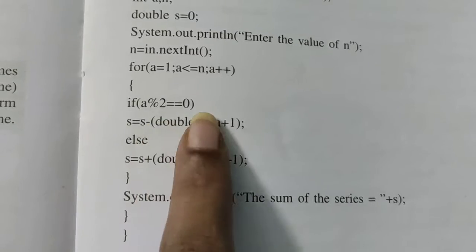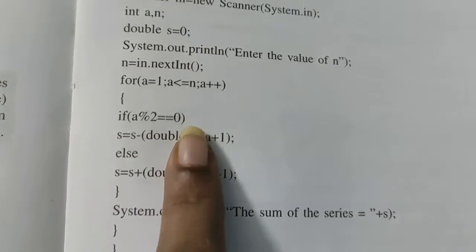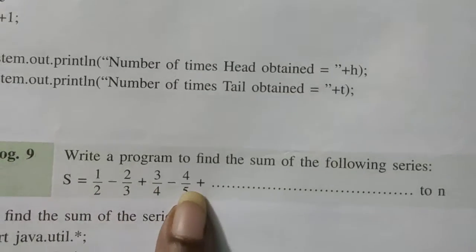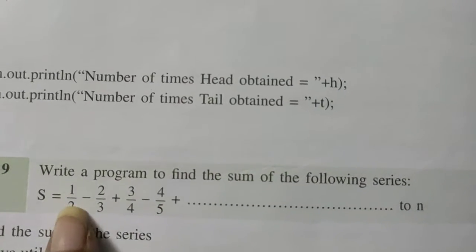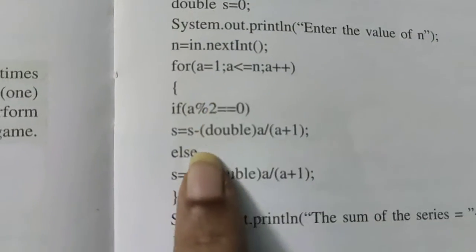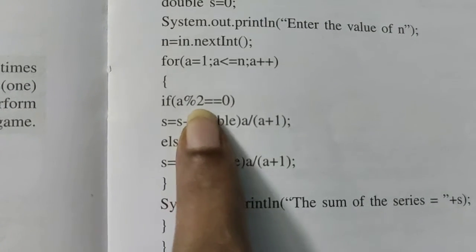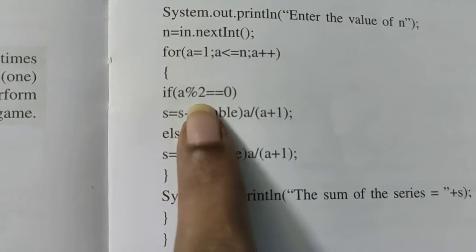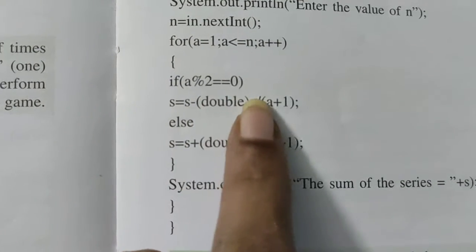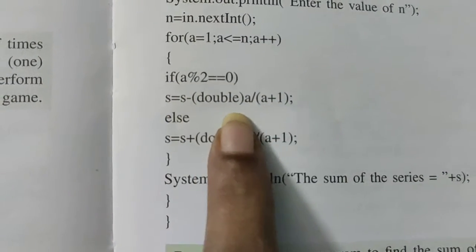If a mod 2 is equal to 0, here addition and subtraction are coming alternatively. For every second number we are getting it as negative. That is the reason they are checking if a mod 2 is equal to 0. A mod 2 is equal to 0 means it is divisible by 2, so it is every second number. So we have to minus it.